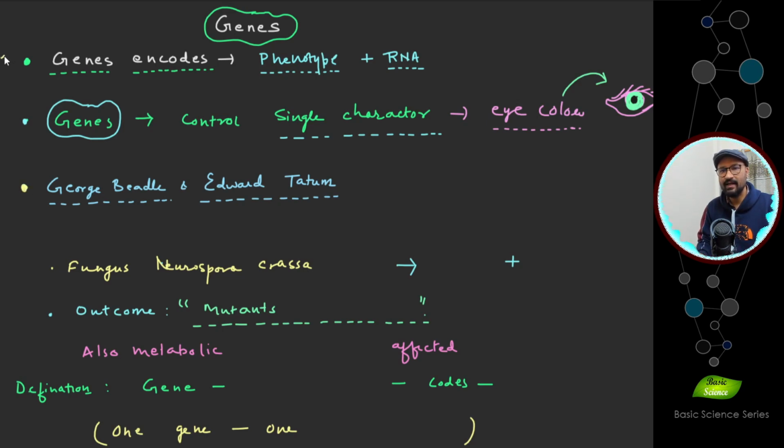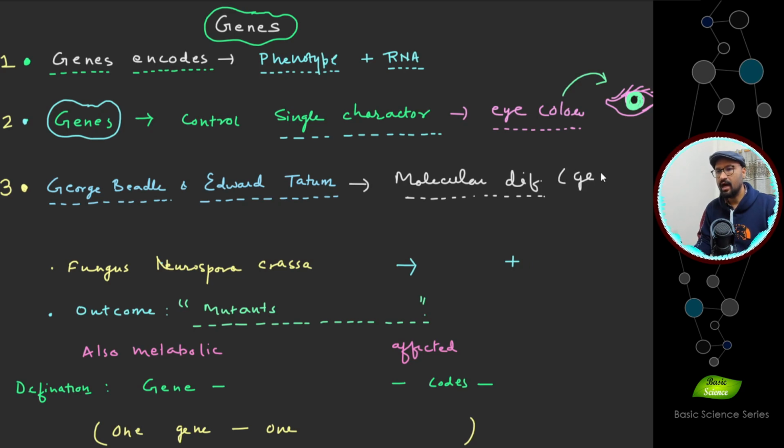Okay, moving on to the third point. So the first point is the definition of the gene. Second point, again, explaining the gene in more detail. And the third point here, people who actually worked to find out what is the role of the gene, or I would say the definition of the gene. So Beadle and Tatum, what they have done, they are responsible for the molecular definition of the gene.